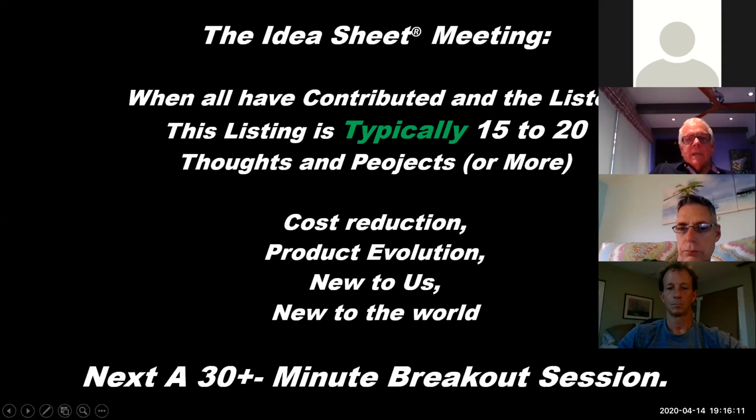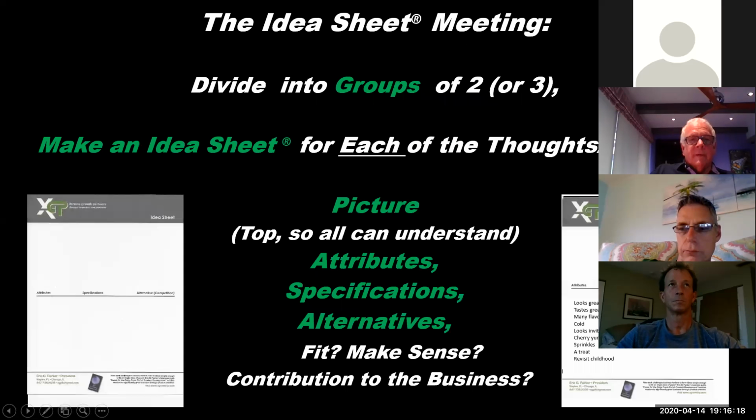So at this point, and this is usually an hour, hour and a half, we say, okay, a 30-minute breakout session. We get everybody into groups of 2, or if there's odd numbers, 3. We make an idea sheet for each of the thoughts, each project, each heading that are under those categories. This is my idea sheet because I had them printed, and it's got my company on the top of it. But this is pretty straightforward, simple stuff.